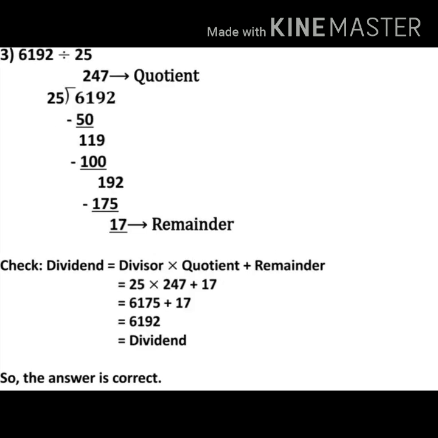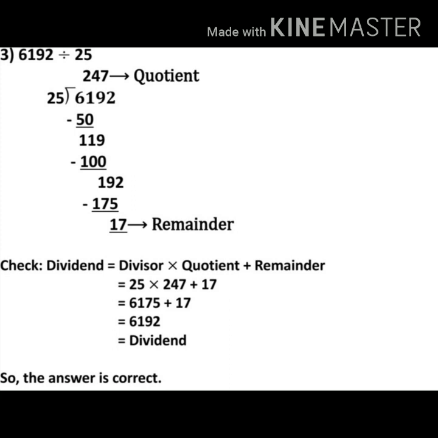Third part. 6192 divided by 25. Here 25 is the divisor and 6192 is the dividend. Firstly we have to divide these two numbers. 25 twos are 50. So we write 2 as the quotient and 50 below 61. After subtraction, we will get 61 minus 50, that is equal to 11. Now we will bring down the next number, that is 9, and the number will become 119.